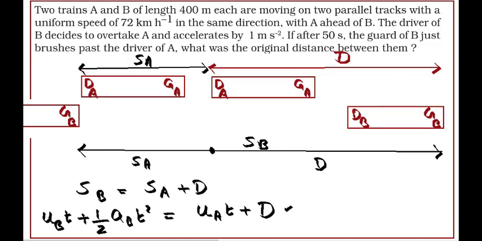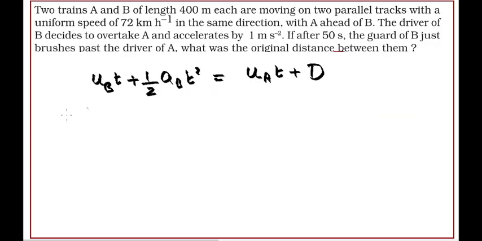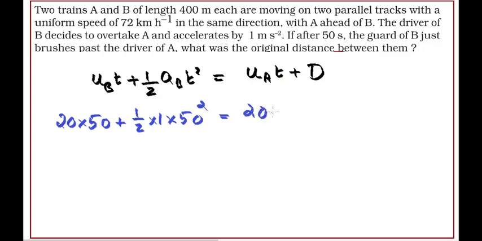Let us try. The initial velocity of B, ub, is 20. So 20 into time, which is 50, plus the acceleration of train B, given as 1, into 50 square, equal to ua, again 20, into time 50, plus the original distance between them. You can see that there is 20 into 50 on either side. That actually cancels. This is 1000 and that is 1000. If you take that to the left side, then 1000 minus 1000 cancels, so you don't have to calculate it actually.